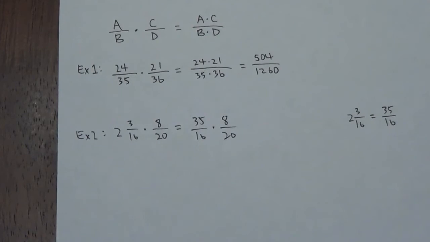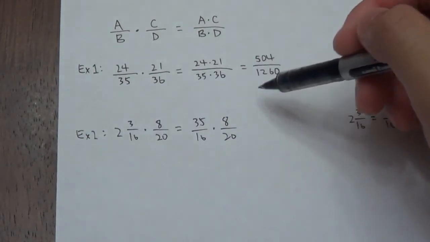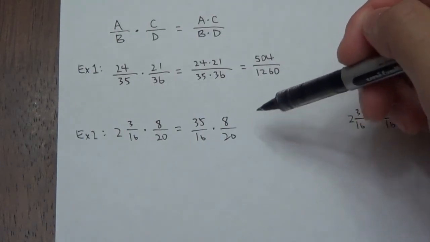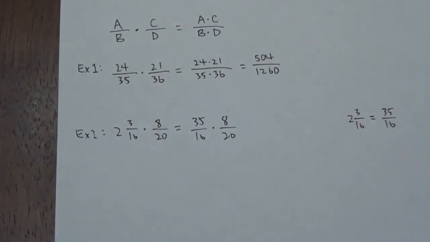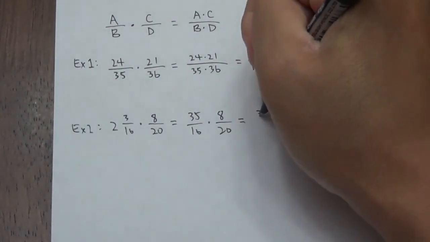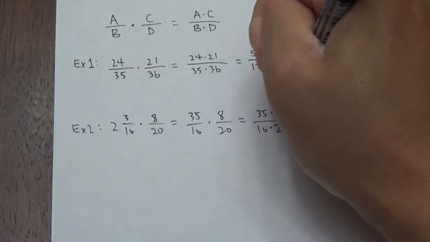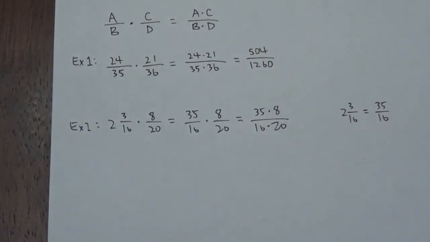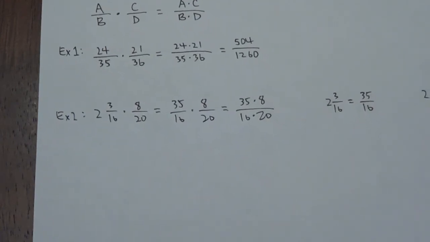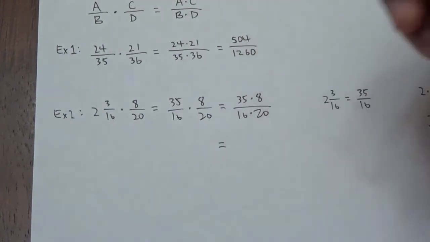Now we could just go ahead and multiply out like over here, but then we're probably going to get a big number, so we suggest simplifying first before actually multiplying. So 35 times 8 over 16 times 20. I'm going to use method 2, where I'm simply going to break each number down once.